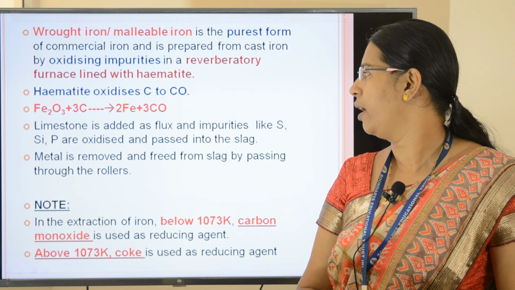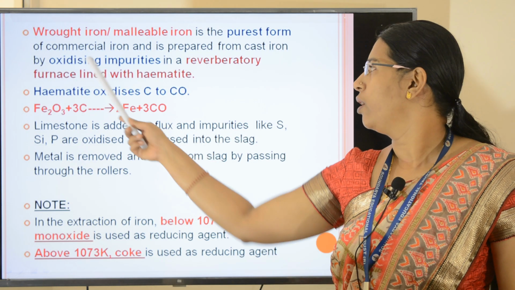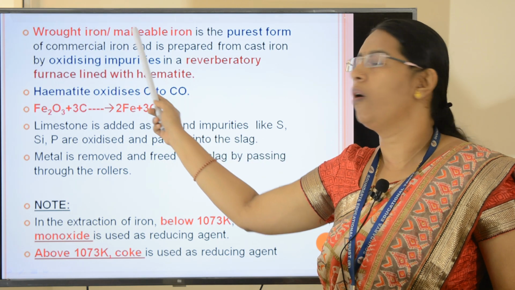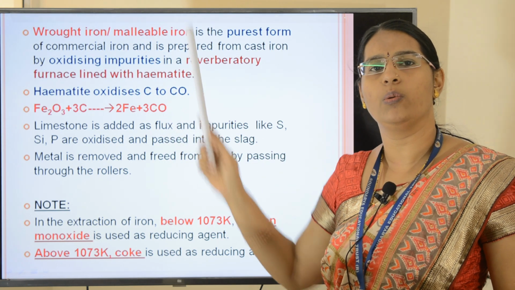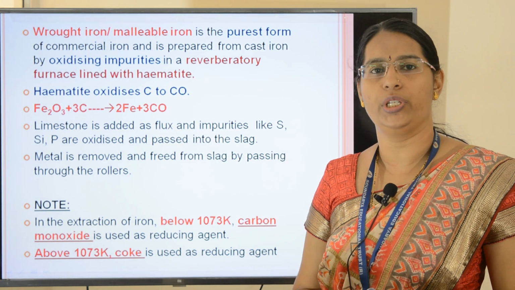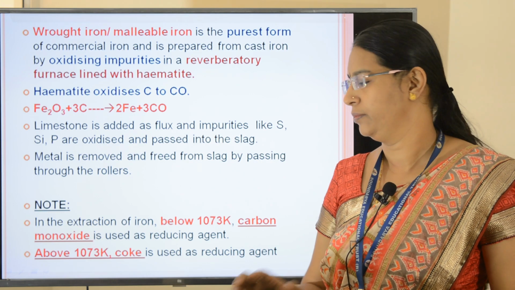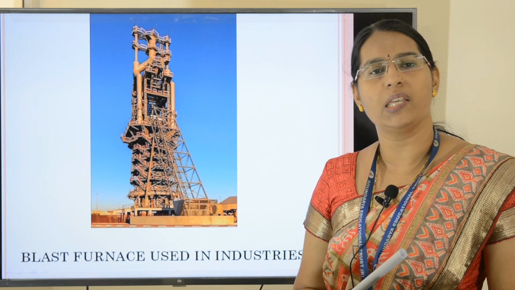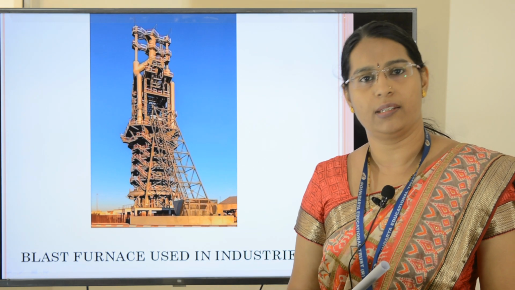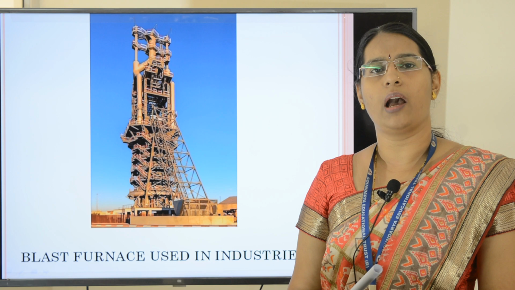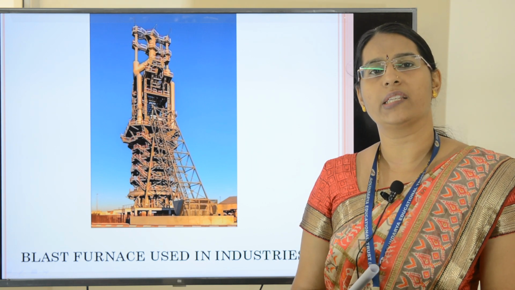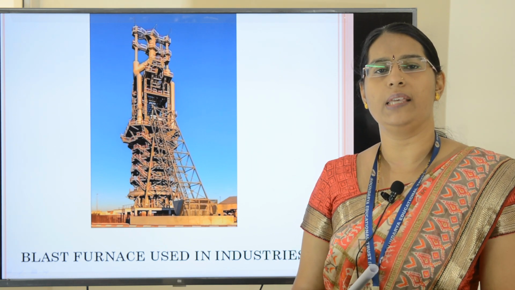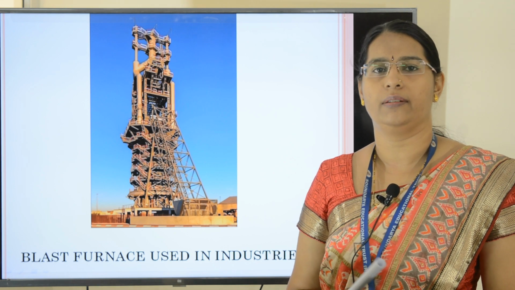And finally, we discussed the extraction of wrought iron, or malleable iron, which is known as the purest form of commercially available iron. So this is the picture of the blast furnace which is used in industries. In today's class, let us discuss the extraction of copper as well as the extraction of zinc.